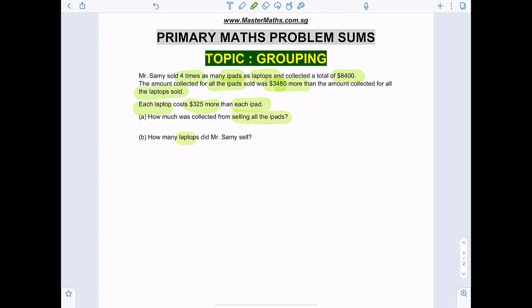How many laptops did Mr. Sami sell? Now, to do the first question, what we can do is to draw for ourselves a model for the iPad and laptop. It's just that for the collection from all the iPads, we need to add another section here, 3480. Why? Because Mr. Sami actually collected 3480 more for the iPads than the laptops.